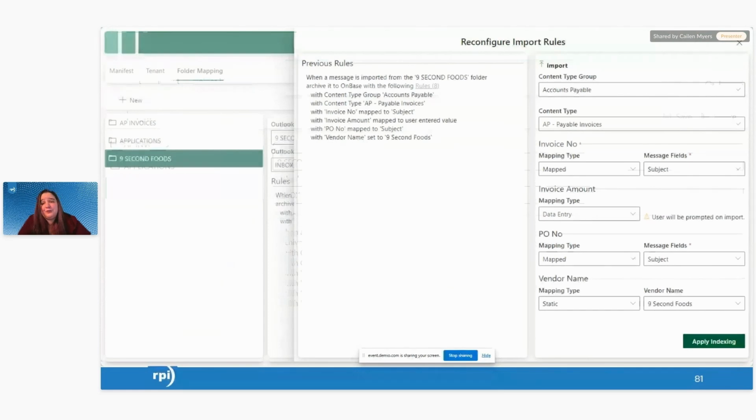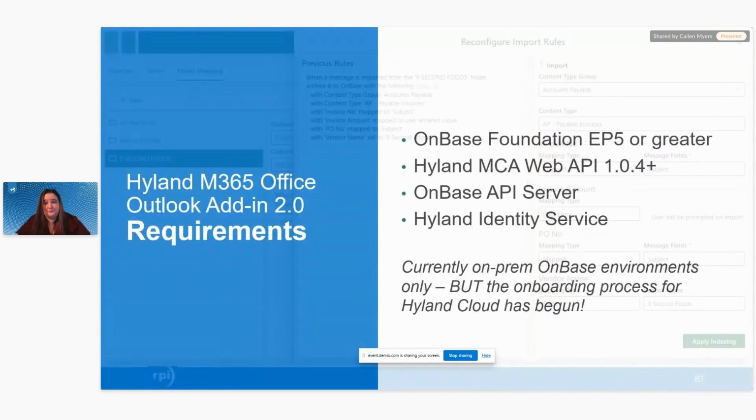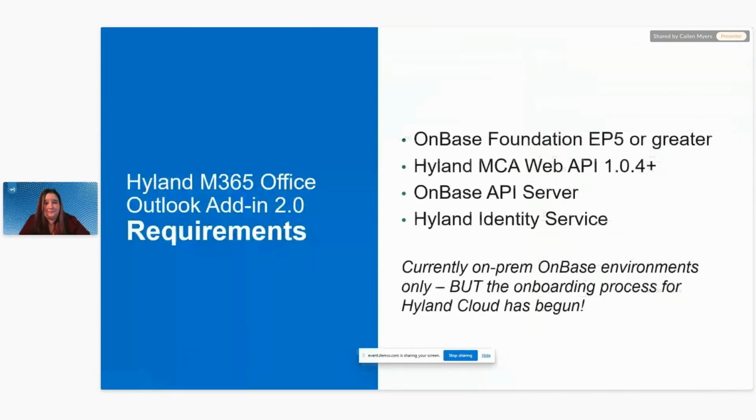And when you're configuring your folder mappings for existing Outlook folders, they allow you to automatically import and index email messages into your Hyland repository when a message is in that Outlook folder and the user clicks that import message action. These are the requirements for the Hyland Outlook M365 2.0 add-in.